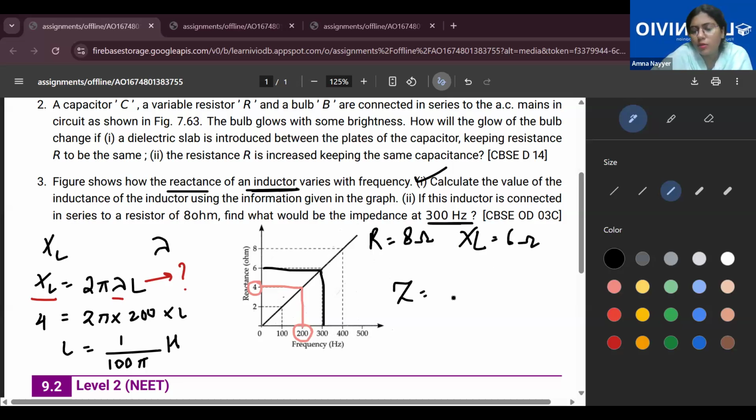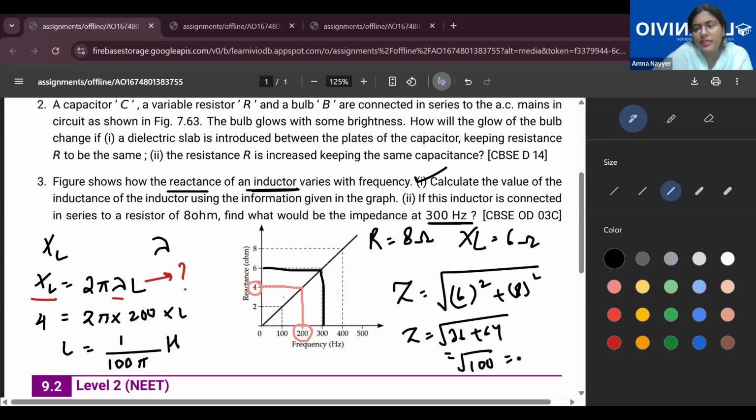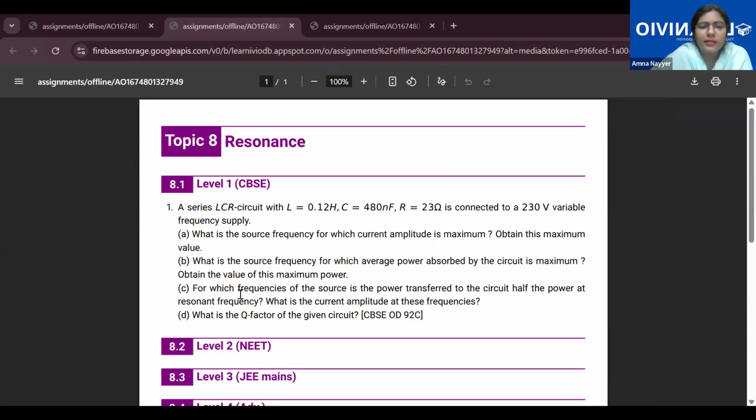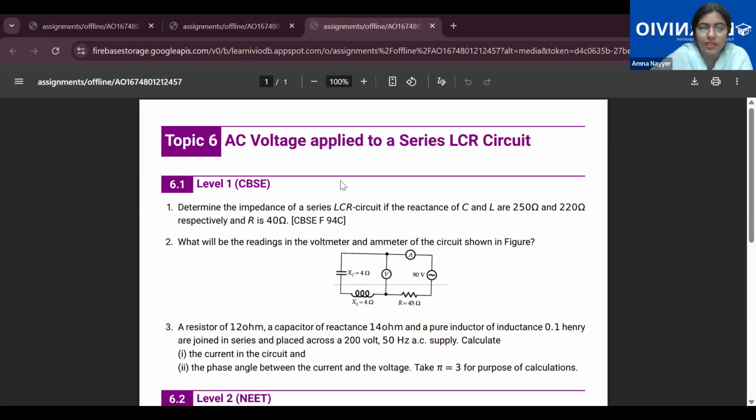Now you know how to calculate this. Under root 6 whole square plus 8 whole square, that is 36 plus 64 under root, which is root 100, that is equal to 10 ohm. Okay, so this is how this question had to be done. Most of you didn't attempt the second part also. Okay, so I hope now it is clear. And this everybody did well. Those who have submitted, they have attempted it well. Those who have not, please see what all assignments you have to give still.